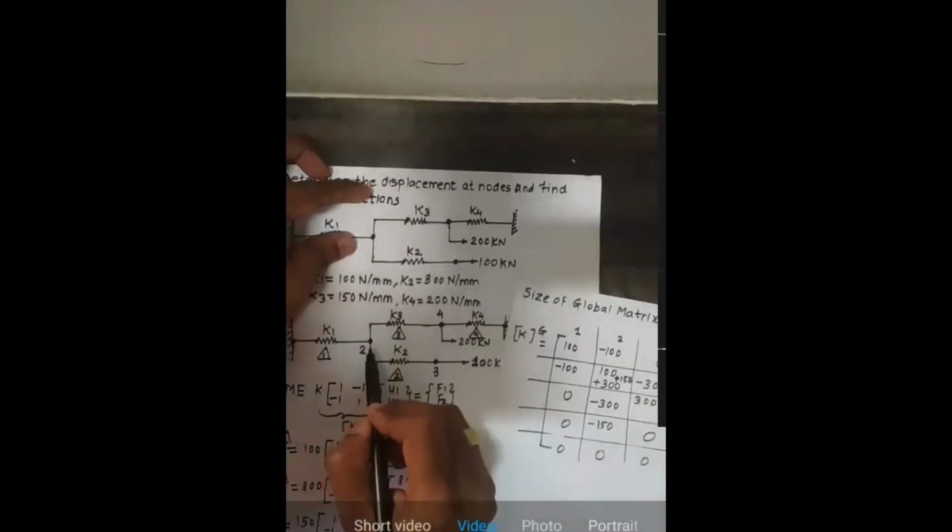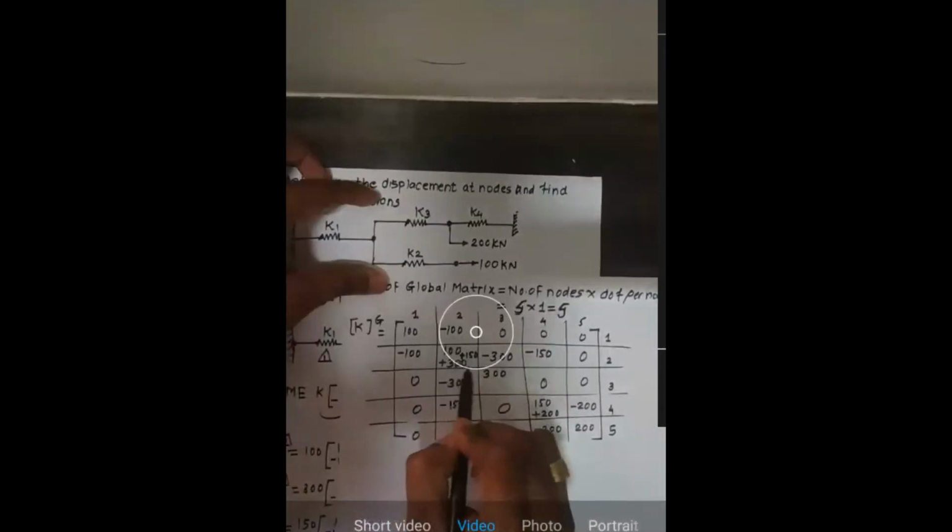Now see, can you see node number 2? At node number 2, 3 elements are connected, right? So at position 2 2, you are getting 3 terms.